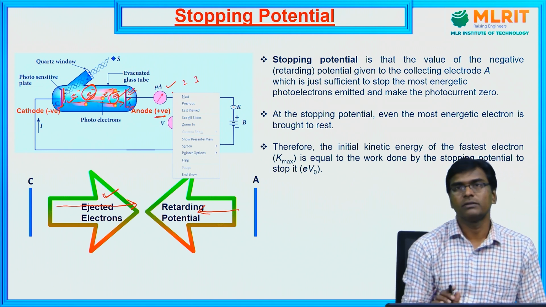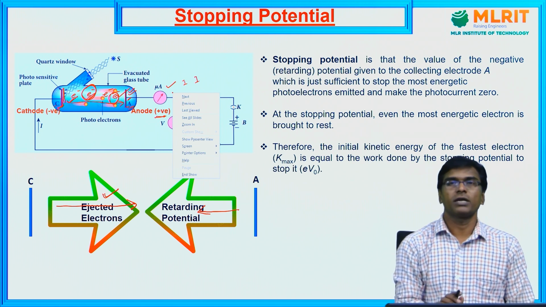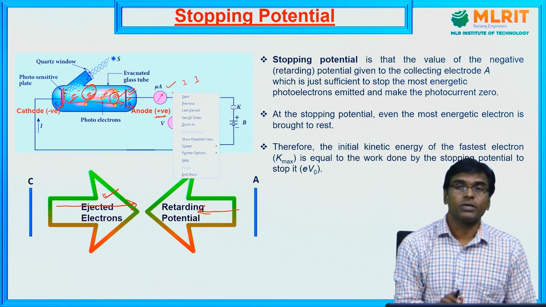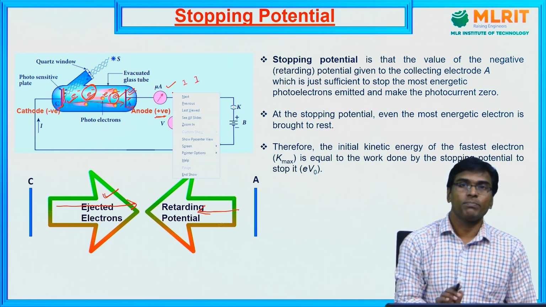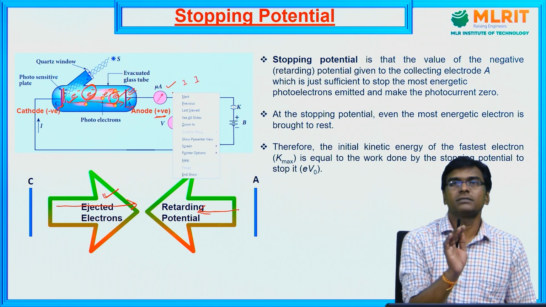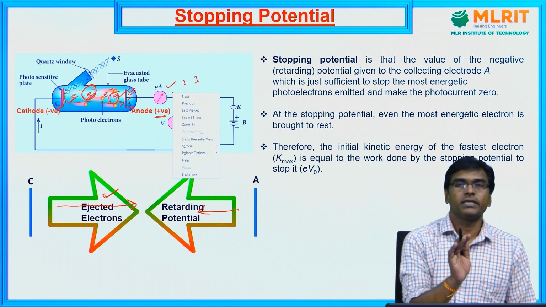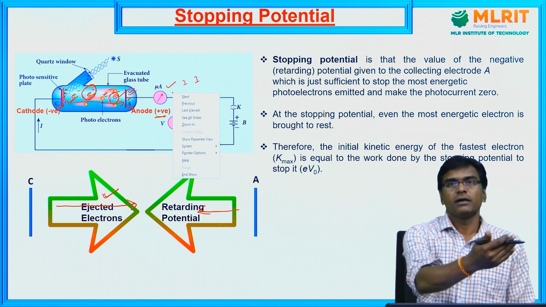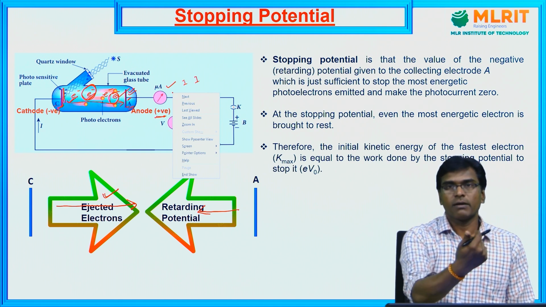So the potential at which the photocurrent is zero is called the stopping potential. This is the potential which is stopping the electrons from the cathode to the anode. It means that this is the measure of the kinetic energy of the ejected electrons. By applying the opposing force, we are estimating the kinetic energy of the incoming electrons.